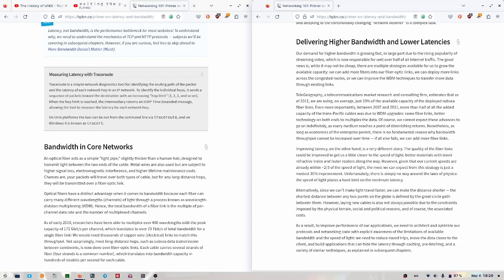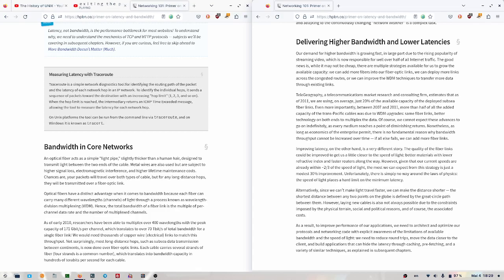Improving latency, on the other hand, is a very different story. The quality of the fiber links could be improved to get us a little closer to the speed of light: better materials with lower refractive index, and faster routers along the way. However, given that our current speeds are already within ~2/3 of the speed of light, the most we can expect from this strategy is just a modest 30% improvement. Unfortunately, there is simply no way around the laws of physics. The speed of light places a hard limit on the minimum latency.